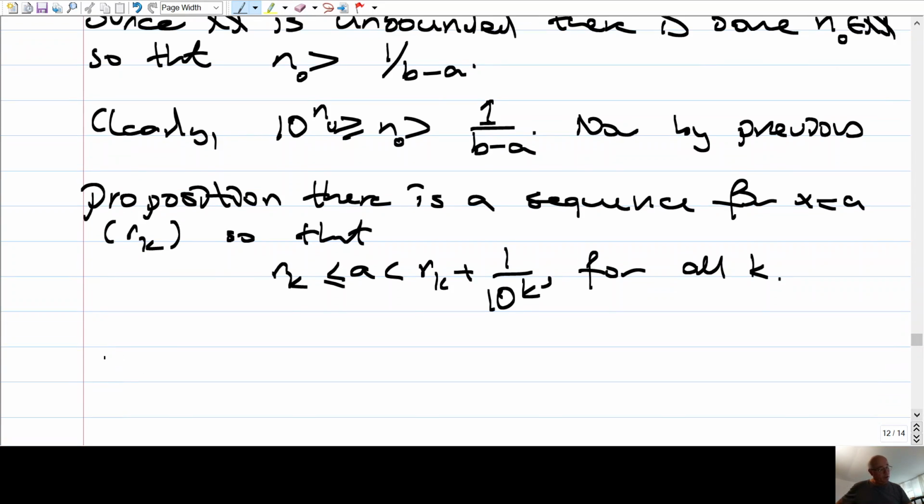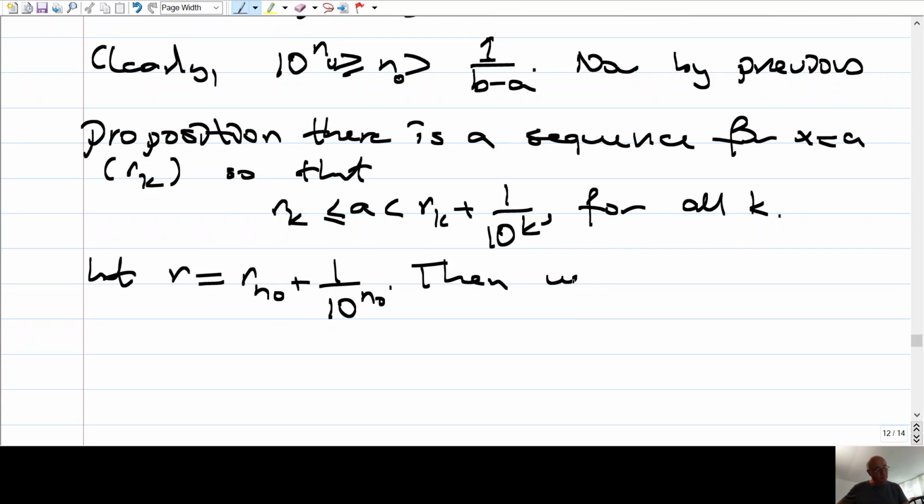In particular, let R be this real number, R n zero plus 10 to the power n0. I picked the n0 term of this sequence. Then we have, first of all, A is strictly less than R because it is less than all these terms. It is less than this one, so therefore it is less than R.